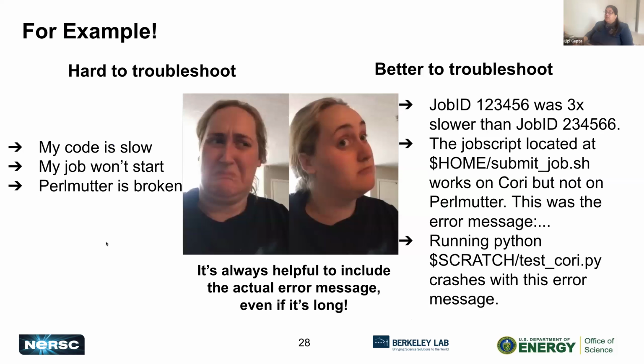And then again, be explicit. Tell us exactly what's happening. So don't do this. Don't say Perlmutter's broken, my job won't start, my code is slow. You can include that and something more, right? Give us more information. So over here you can see, hey, this is what I was trying to do, this is what I'm running, this is the error message, and so forth. Because what's going to happen is we're just going to ask you for that information and then you're going to wait another period of time and it's just adding another step.